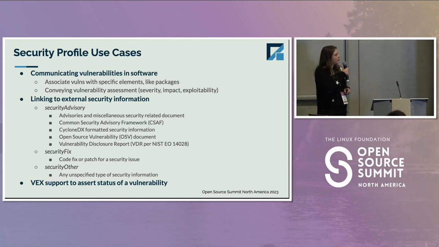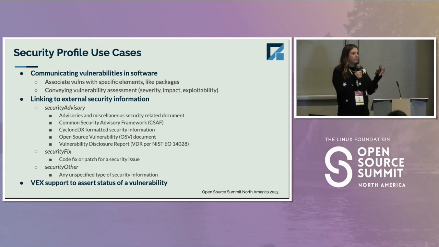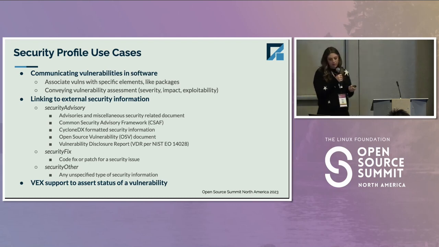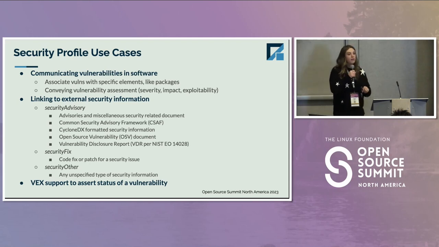But maybe you just want to link to external vulnerability information. So this might be in relationship to a particular CVE, or maybe you want to include security information in a security relationship. So you might want to link to some sort of security advisory. So this has support for CSAF, CycloneDX formatted security information, OSV documents, and VDRs per the NIST Executive Order 14028.